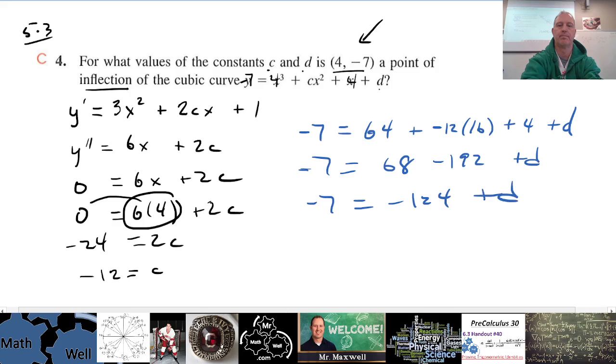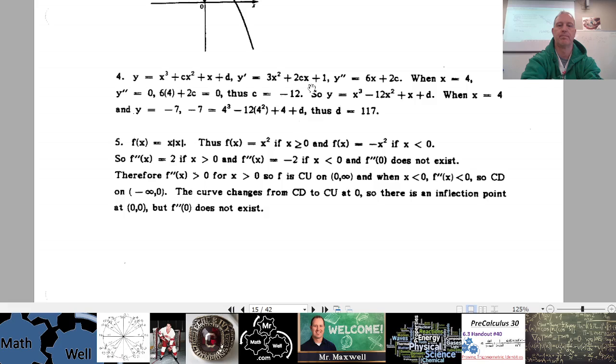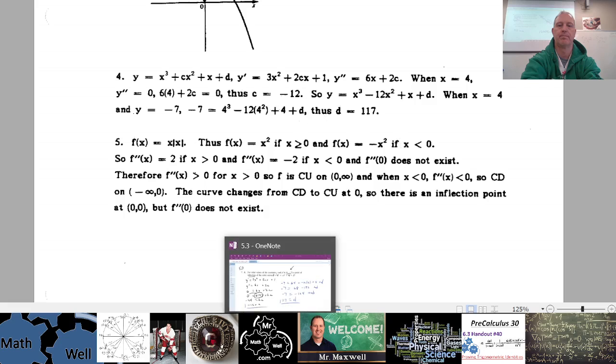So I'll add 124 to negative 7. So that one I can do. What's that, 117? So positive 117 is d, it looks like. Let's check that. Yeah, c equals negative 12, d equals 117. There's a solution there. Okay? So that's a tricky one.